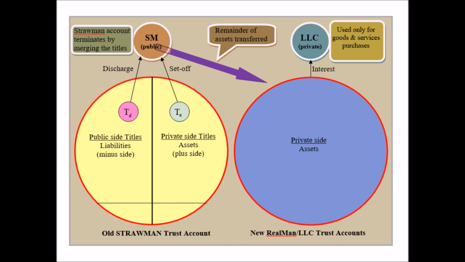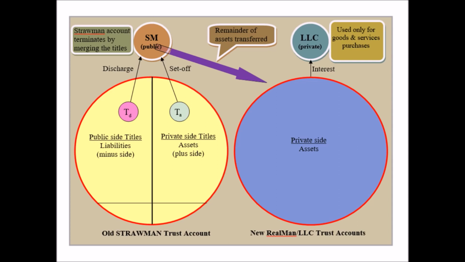So now, what we're going to do from the remainder, let's back up a little bit. After we gave the order for the settlement, we're going to give an order for the discharge on the public side. We're going to give an order for the set-off on the private side. And we're going to give an order to set up a new trust on the private side. And once that strawman account is closed, the remainder from that account is going to be transferred into the new trust. And for that new trust you're going to get a whole totally different kind of credentials.